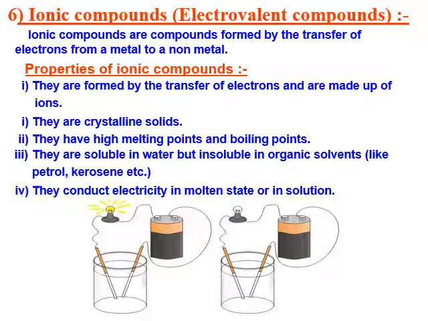Ionic compounds, or electrovalent compounds. Ionic compounds are compounds formed by the transfer of electrons from a metal to a non-metal. Properties of ionic compounds: they are formed by transfer of electrons and are made up of ions. They are crystalline solids. They have high melting and boiling points. They are soluble in water but insoluble in organic solvents like petrol, kerosene, etc. They conduct electricity in their molten state or in solution.